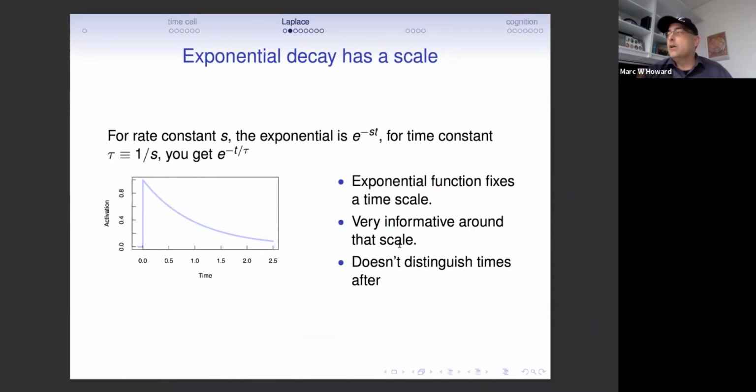Let me take a moment and try to convince you that with a population of exponentially decaying cells with different rate constants s, you'd be able to figure out when a triggering stimulus took place. So first, I'm showing you our old friend, an exponential curve. I've chosen the rate constant, s, and the time constant, 1 over s, or tau, to be equal to 1. And this is an exponential curve that hopefully everyone's seen a bazillion times.